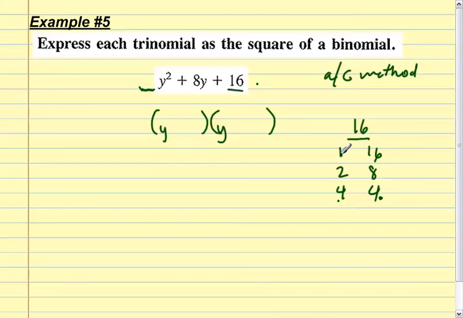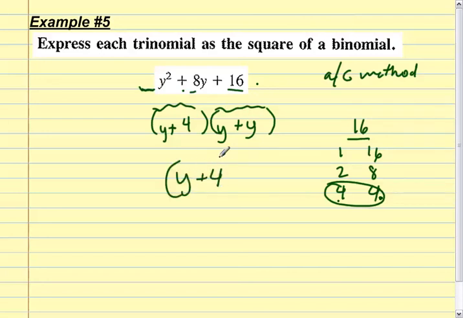Now I'm going to look for the pair that adds up to 8. Well, that's this pair. And I want a positive 8, so that means it needs to be plus 4 and plus 4. Do you see that this is exactly the same as that? So it's (y plus 4) squared. Express the trinomial as the square of a binomial. That's what this is, the square of a binomial. That's it. We're done.